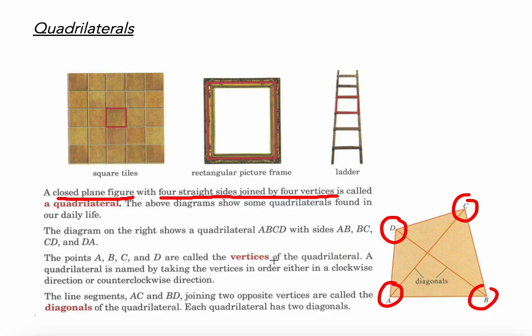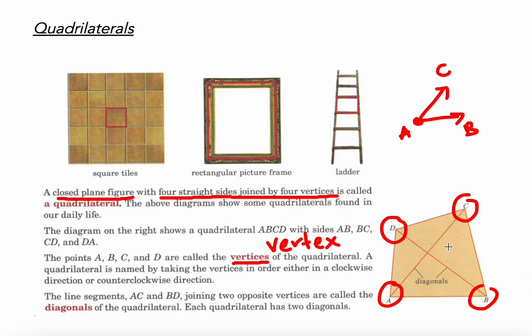A vertex is the singular, so you can have one vertex, and you have 2 vertices. That's just the plural form of vertex. So a vertex is basically like the pointy end where the 2 lines meet. Just like how in an angle, like this is angle CAB, this is the vertex, the pointy end. Okay, so vertices is just the plural form of it. So they are 4 straight sides joined by 4 vertices.